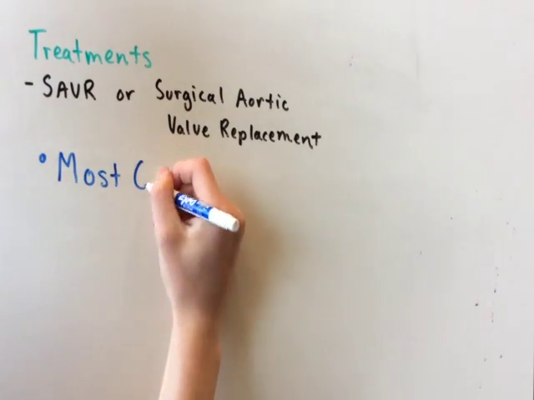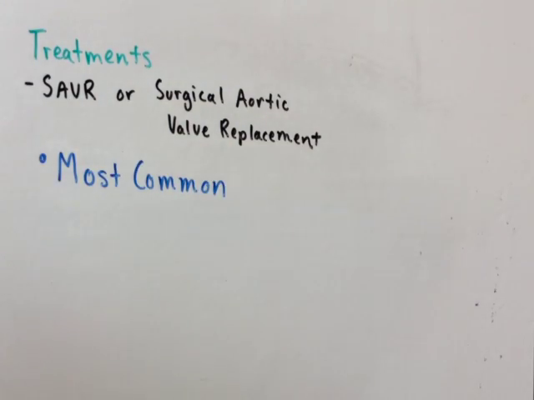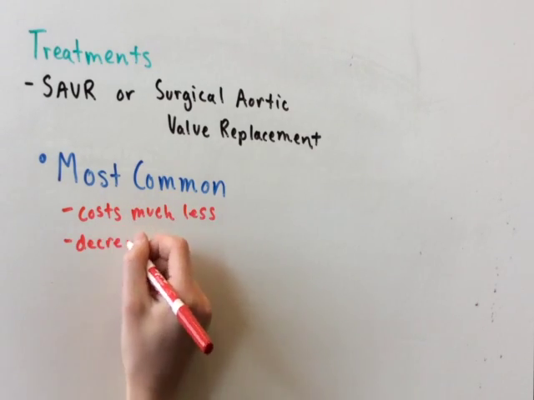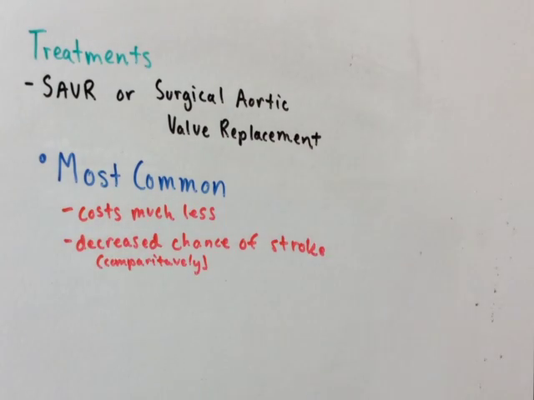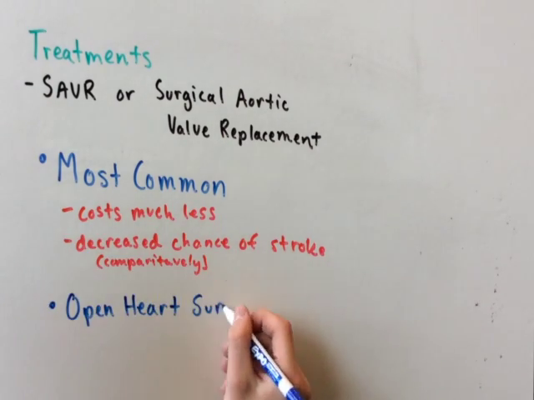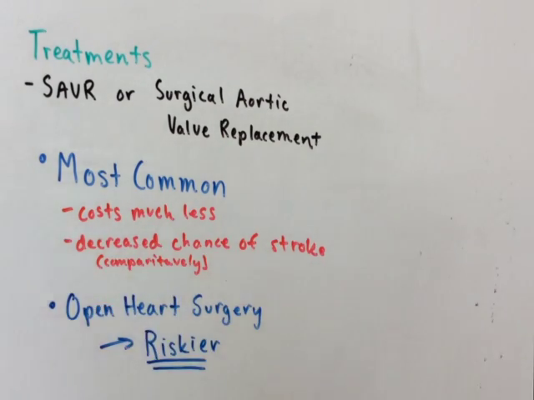The surgical aortic valve replacement procedure is most common because it offers a decreased chance of stroke, and the cost is much less. However, the surgical aortic valve replacement method may not be for everyone because of the risky nature of the open heart surgery associated with it.